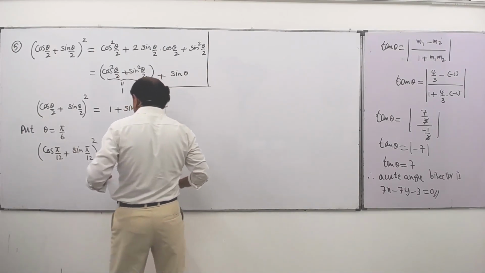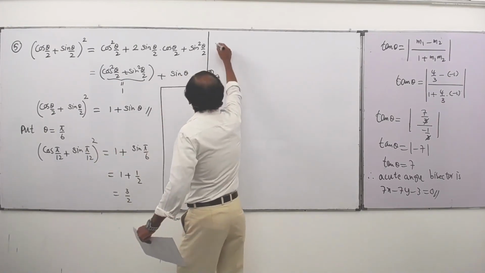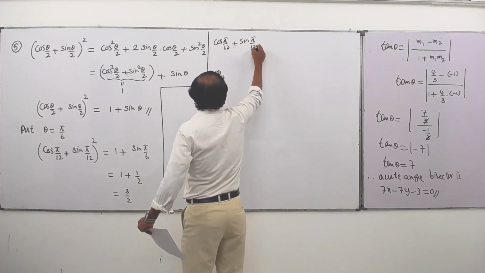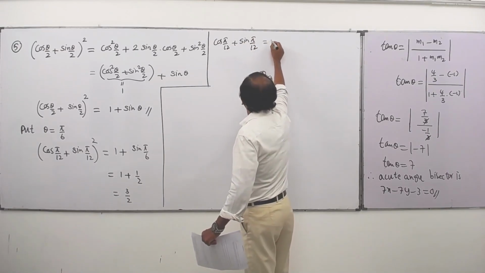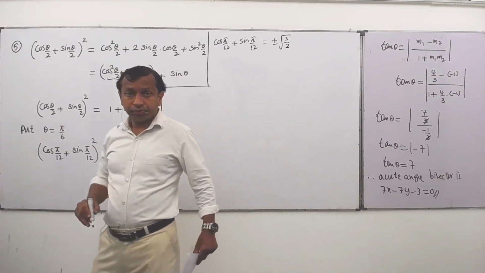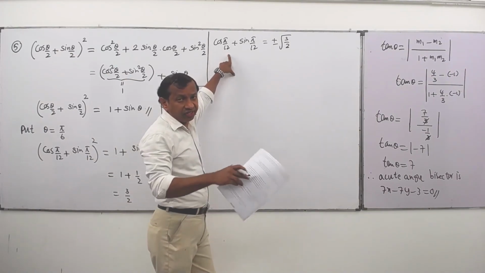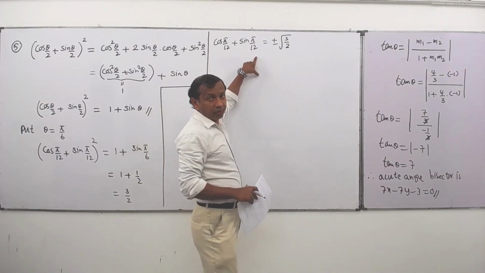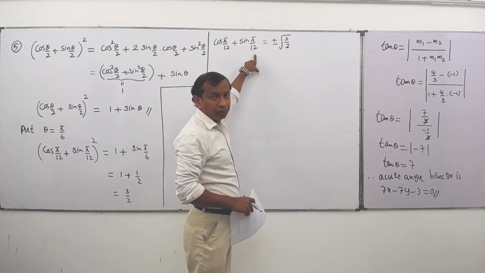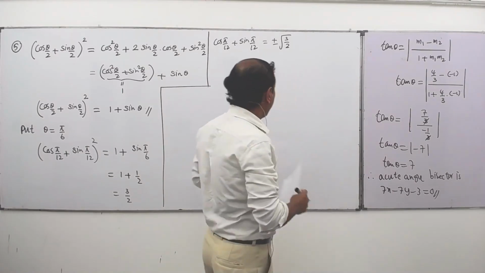Now, I can write the next line like this. I can take the square root on the right hand side. Then we get cos pi by 12 plus sin pi by 12 is equal to plus or minus square root of 3 by 2. People, you know, pi by 12 is 15, no? Cos 15. 15 is in the first quadrant. Sin 15, also in the first quadrant. In the first quadrant, both sin and cos are positive. Therefore, this is positive, this is positive. Their sum should be positive. Then on the right hand side, we select what? The plus sign. Okay? Right.